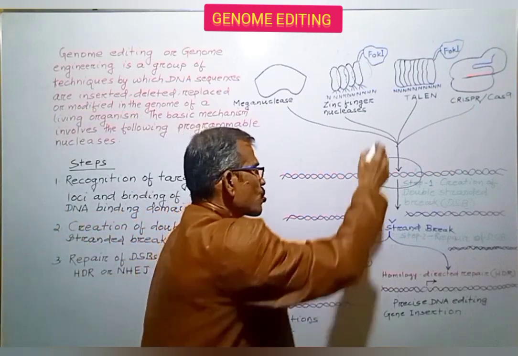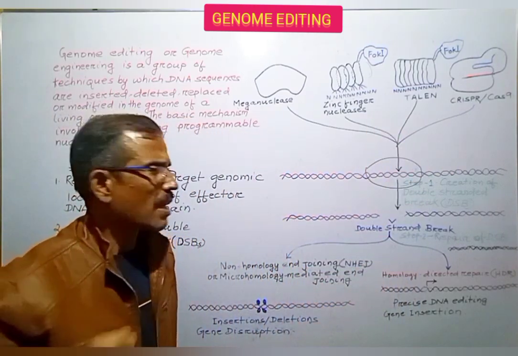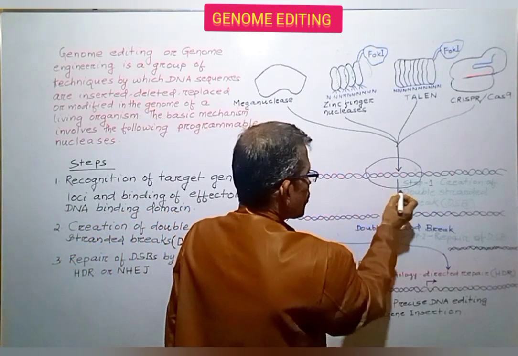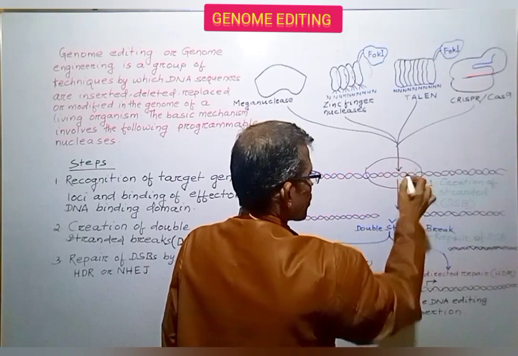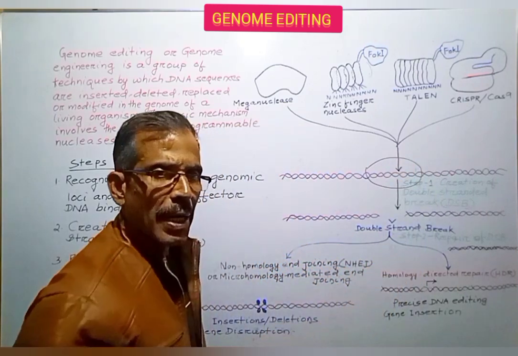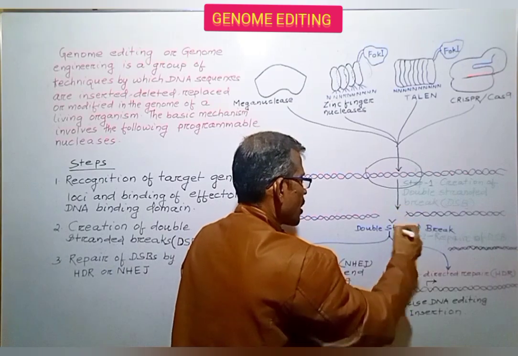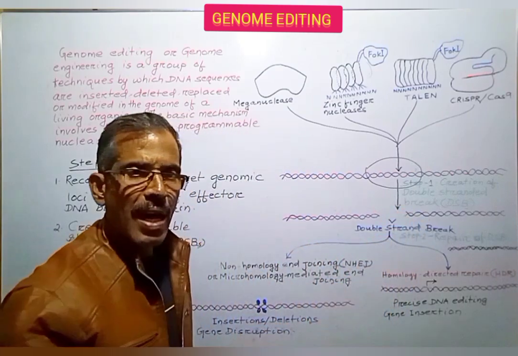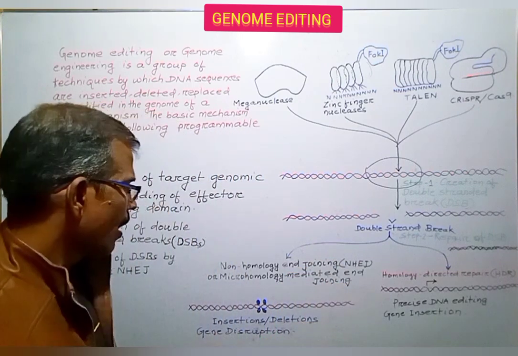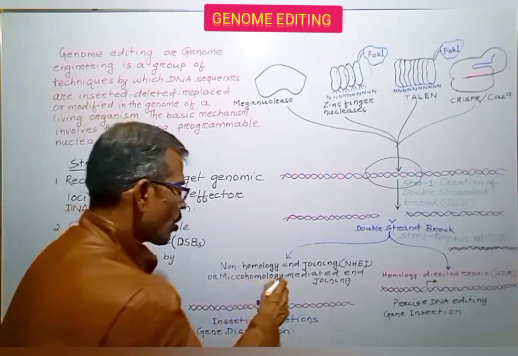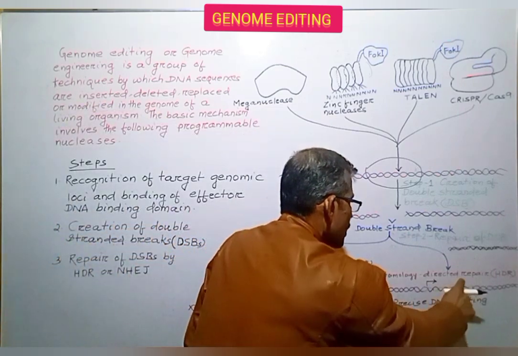This figure shows the basic process of genome editing. In the first step, the programmable nuclease recognizes and binds at a specific sequence. After binding, the next step is the creation of a double-stranded break. And the third step is the repair of the double-stranded break, either by non-homologous end joining or by homology directed repair.